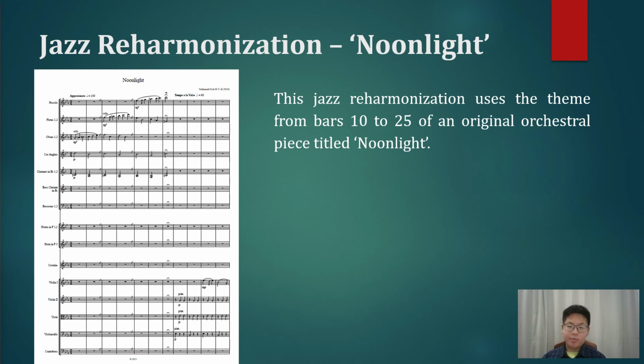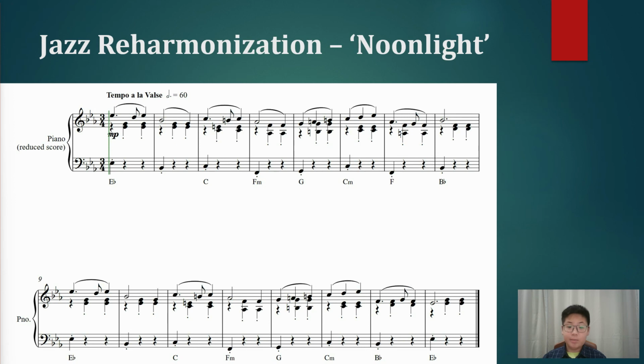In this section of works, we will be listening to some relaxing music. This jazz reharmonization uses bars 10 to 25 from the original orchestral piece titled Moonlight. And here is the piano reduction of the full score.